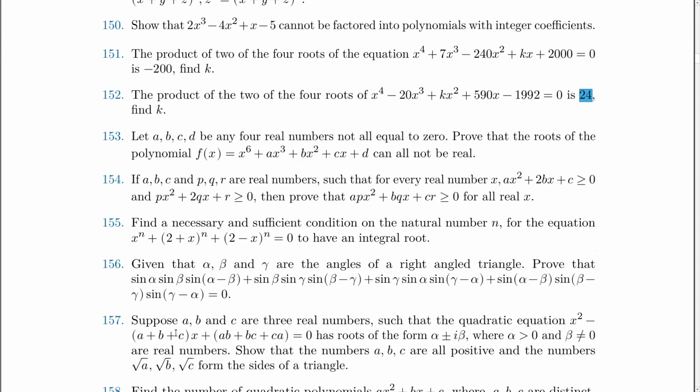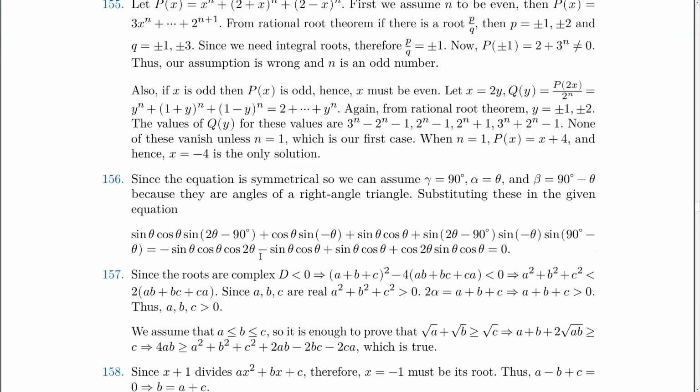Question 157 says that suppose A, B, and C are three real numbers such that the quadratic equation x square minus (A plus B plus C) into x plus (AB plus BC plus CA) is equal to 0 has roots of the form alpha plus i beta, where alpha greater than 0 and beta not equal to 0 are real numbers. Then the numbers A, B, C are all positive and the numbers square root of A, square root of B, square root of C form the sides of a triangle.